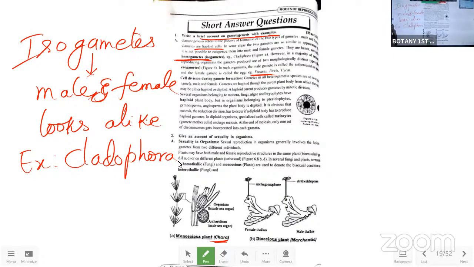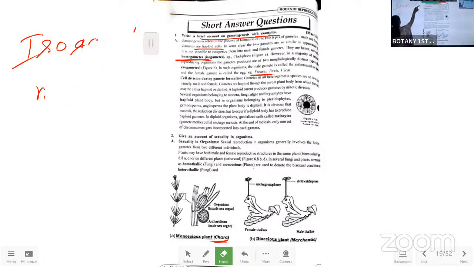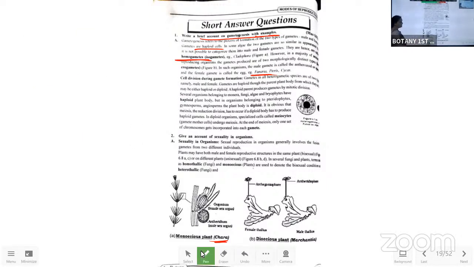Okay, next one. And heterogametes means when the male gametes and female gametes can be distinguished by their size and shape. That is called heterogametes. Example, Chara. Otherwise, we can say Marchantia, Funaria, Riccia, Cycas, any plant we can say. Okay, not the angiospermic plants. The gymnosperms and the pteridophytes, bryophytes, we can say, not the angiospermic plants.